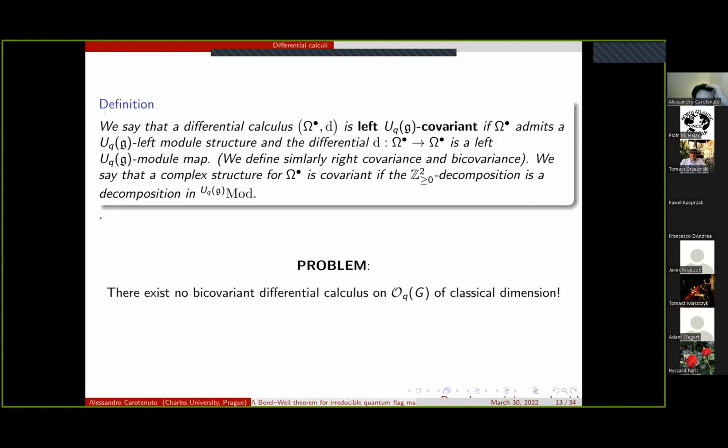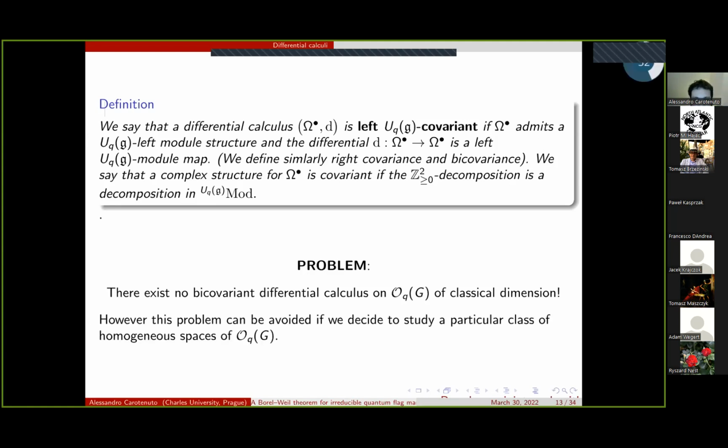Okay, so let me proceed. This problem, the study of non-commutative differential geometry for quantum groups, was put on hold for quite a while. But then during the 2000s, people found out that the situation is way nicer if we don't look at the group, but instead study a particular class of homogeneous spaces of the quantum group G. What do I mean by homogeneous space of a quantum group?